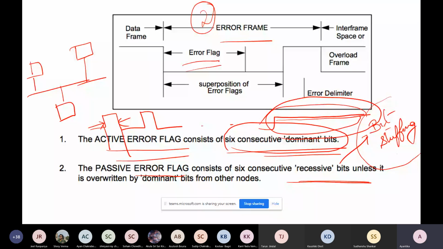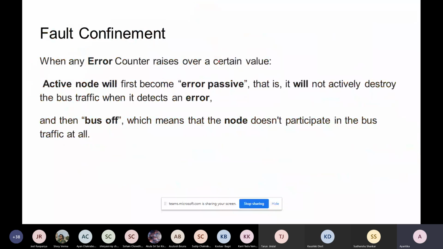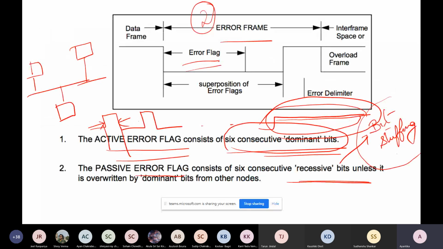There is another type of frame also, that is the overload frame. We will see it later. First, to understand fault confinement and how the error frame and error flag help to manage faults or errors in a CAN scenario.